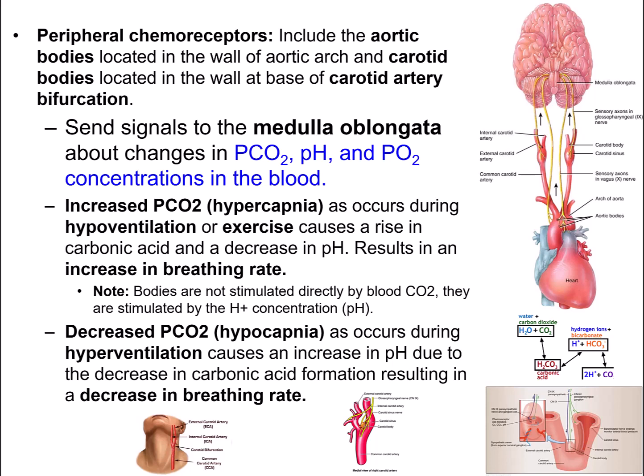And once you have these changes occur, of course, this is going to stimulate your medulla oblongata to send impulses to your inspiratory muscles in order to adjust your breathing rate to bring this back to normal. For example, if you are getting too much carbon dioxide built up, then that's going to increase your breathing rate to get rid of CO2. Or if you have a decrease in carbon dioxide because of hyperventilation, then your medulla is going to try and slow down your breathing rate.